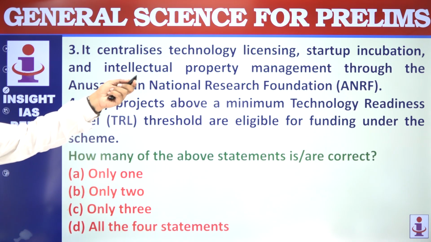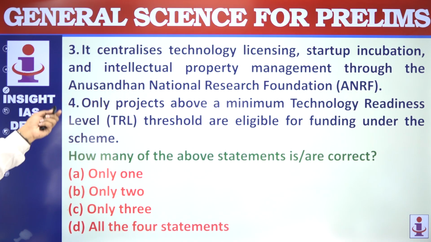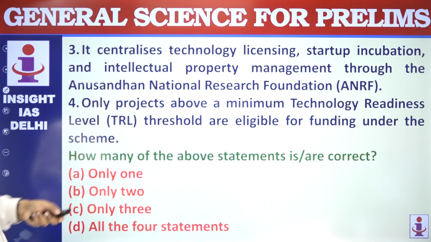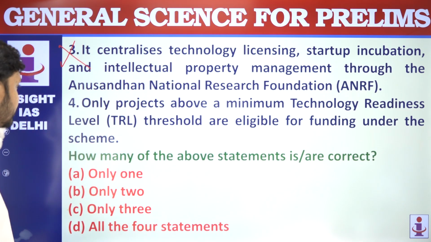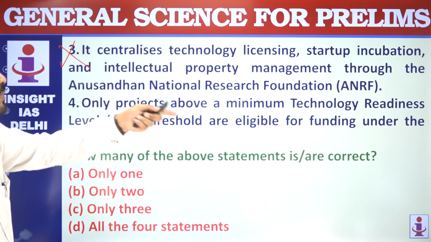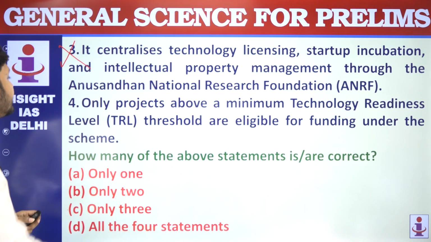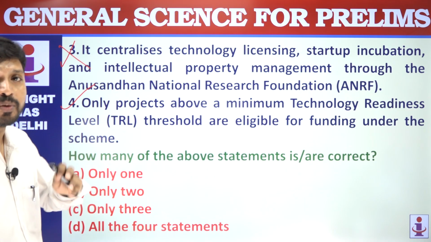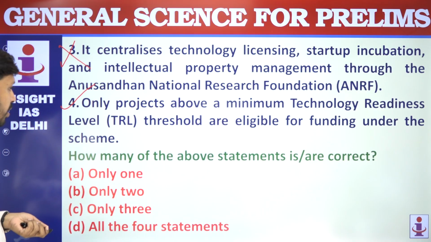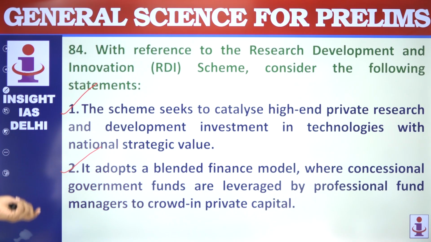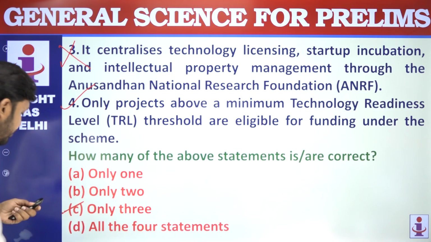It is a centralized technology licensing, startup incubation and intellectual property management through the Anusandhan National Research Foundation. No, individual bodies will take care, not by this foundation. Is it clear? This is a wrong statement. Only projects above a minimum technology readiness level threshold are eligible for funding under the scheme. Yes, this is what I told you, right? Not basic ones. Almost those which are reaching the market level are used. So how many are correct? Okay, so 1, 2 and 4 are correct. Means 3 statements are correct. So answer will be C.